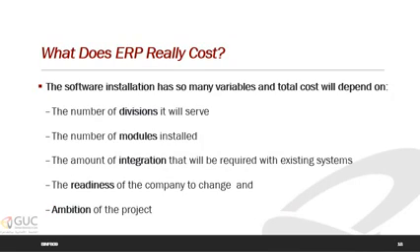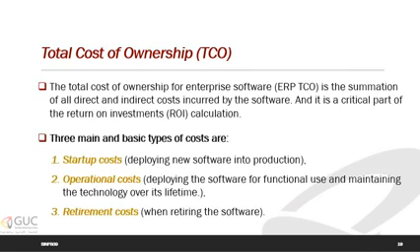Now, what does ERP really cost? The software installation has so many variables, and total cost will depend on the number of divisions it will serve, the number of modules installed, the amount of integrations that will be required with existing systems, the readiness of the company to change, and the ambition of the project. ERP system costs should largely be considered in the context of a lifecycle cost or total cost of ownership, including the cost of hardware, software, and implementation, as well as the support and maintenance costs.